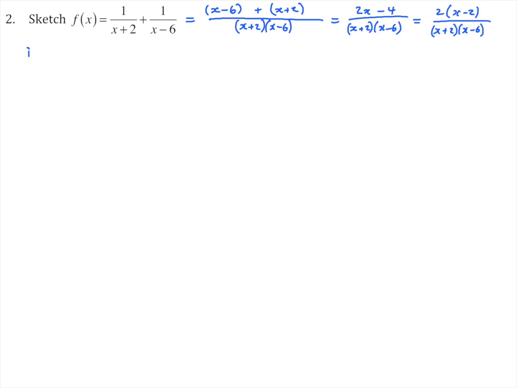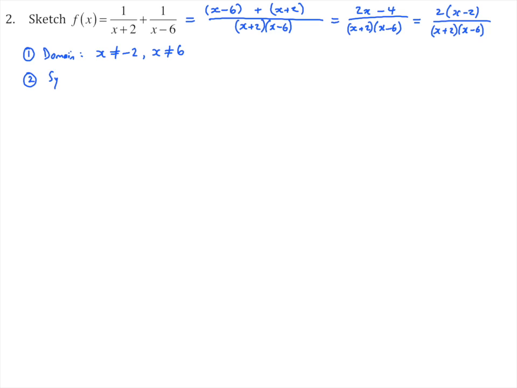Righto, step 1, let's find the domain. Looking at the original question, I can see what the domain is. x can't be minus 2, x can't be 6. If I look at my tidied up version, x can't be minus 2, x can't be 6, so it can be everything else. So the domain is x cannot be minus 2 and x cannot be 6. So that's actually going to be my vertical asymptotes through there.